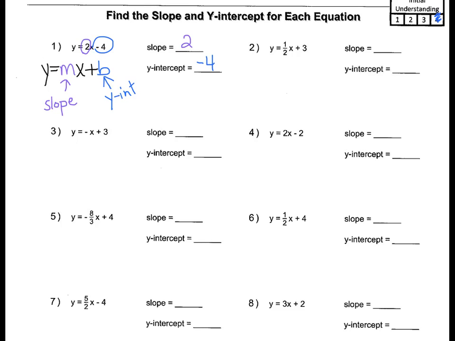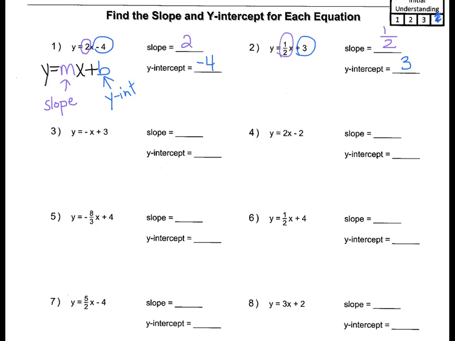Okay, so let's go to number 2. y equals 1/2 x plus 3. Your slope is always the number in front of your x, so your slope is equal to 1/2. And your intercept, your b, is equal to +3. So you're just going to write 3. You don't need to put your plus sign in front of the 3 because it's positive.